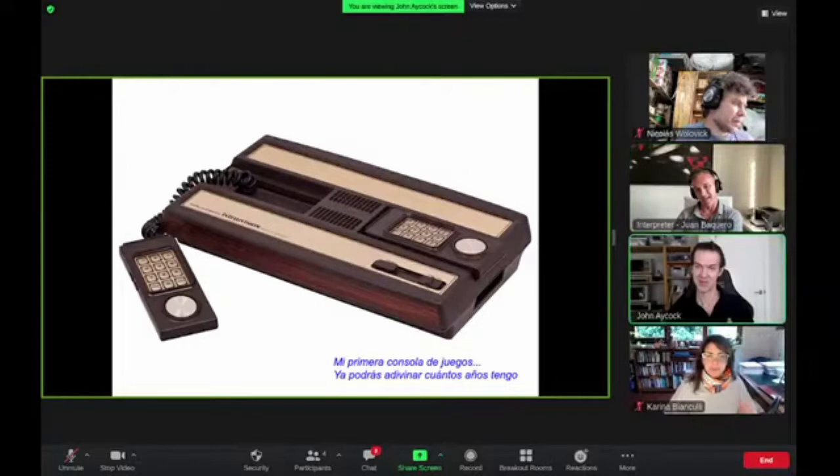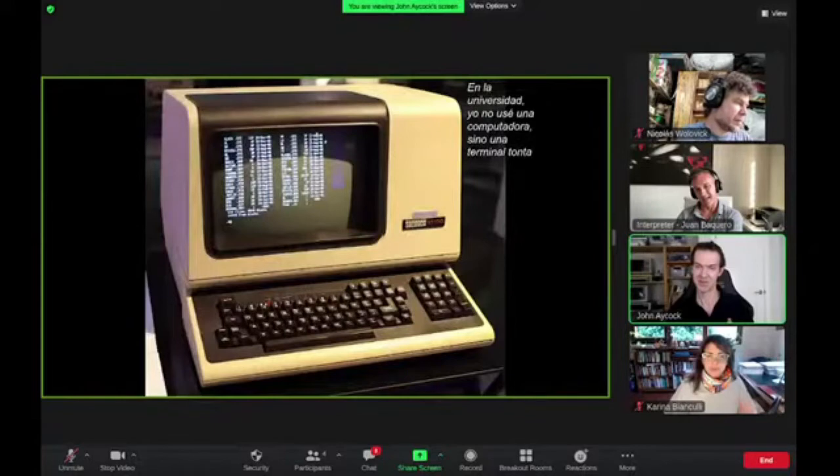When I went to study computer science in university, I used these, not computers at all, but dumb terminals, text-based devices that interface to a big computer.